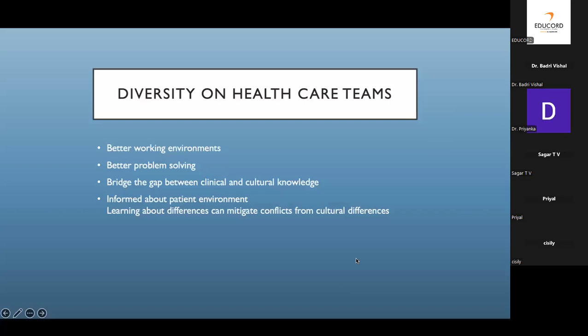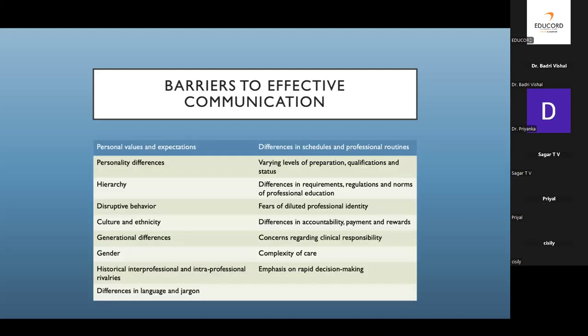Inform about the patient environment, learning about the differences that can mitigate the conflicts of cultural differences. Diversity on the healthcare team should always be there, so that you can always cater to diverse needs, mitigate conflicts of cultural differences, and be ready to manage any kind of problem that arises because of these differences. Having a diverse team will always help you.